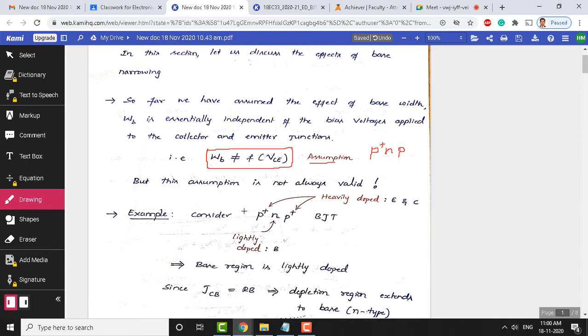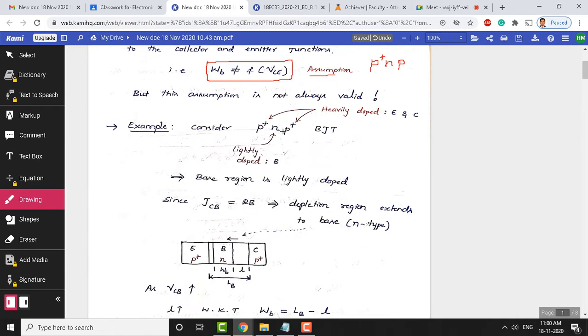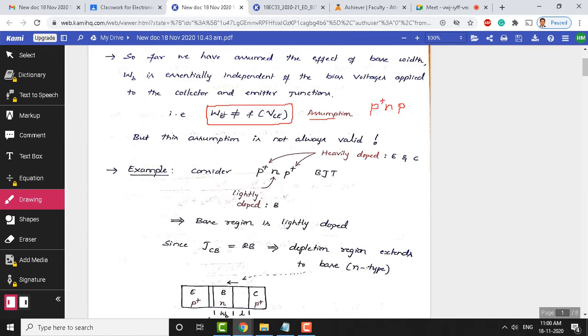In case you choose a transistor of the type P plus N P plus, where this emitter region and collector region are heavily doped, but the base region is lightly doped. So, for this type of transistor, this assumption becomes invalid. That means, the base width WB is not an independent function of collector emitter voltage. Now, it becomes a dependent function of collector emitter voltage.